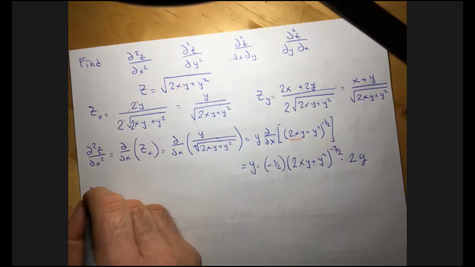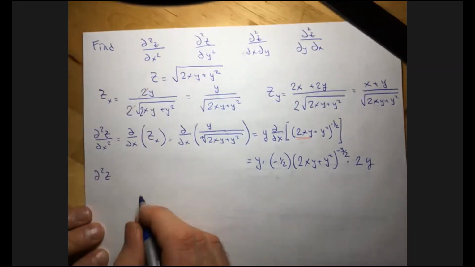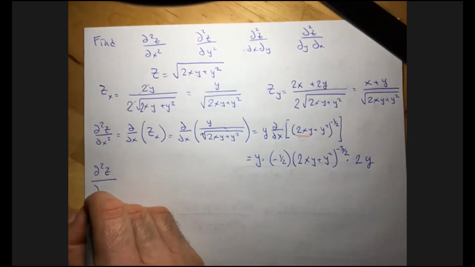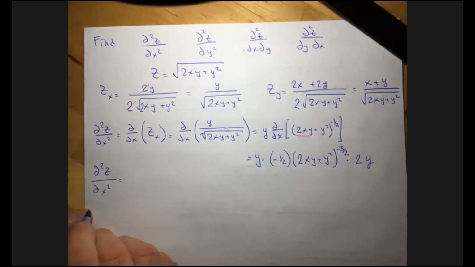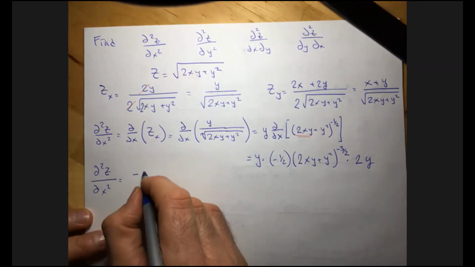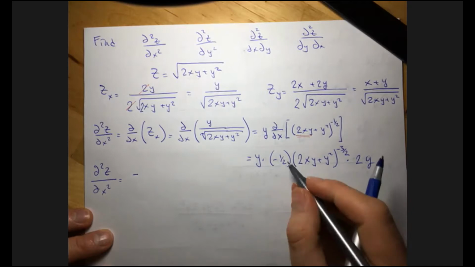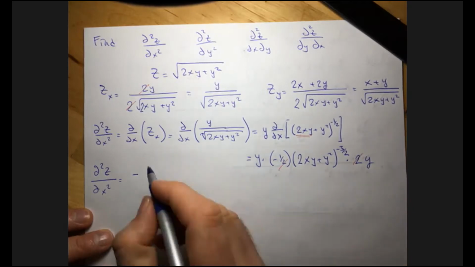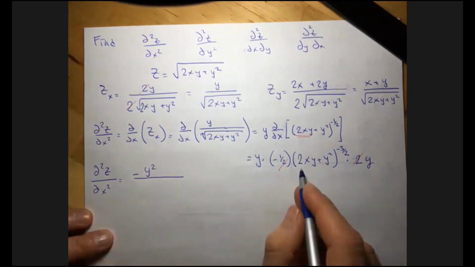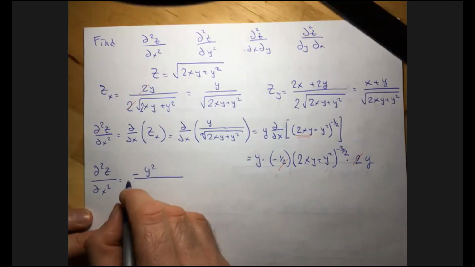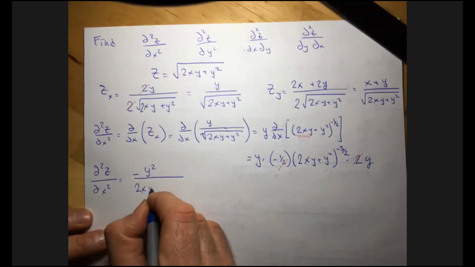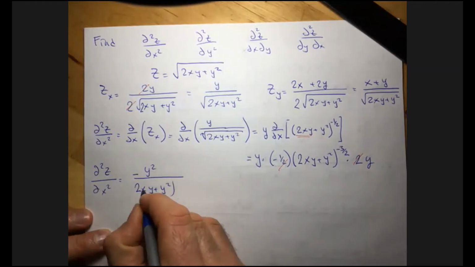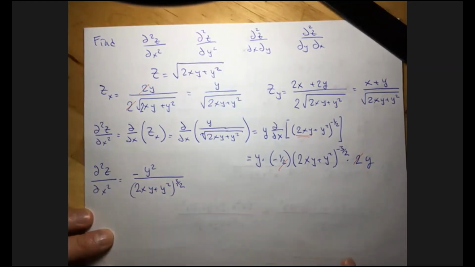So you can write that the second order partial derivative with respect to x twice is negative, 2 and 2 cancel out, negative y squared over 2xy plus y squared to the power 3/2.